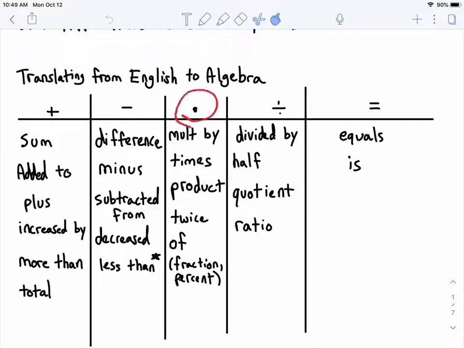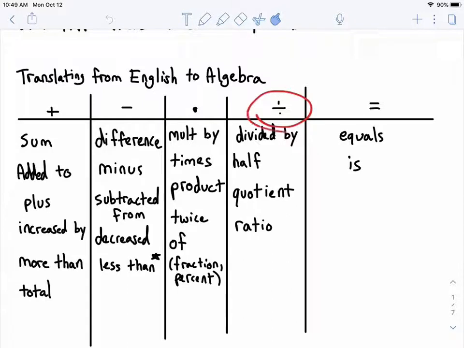When we come to the dot symbol, multiply by, times are some very common ones. Product is an often used one. That's the math word. We could use twice, which means multiply by 2. And then this is going to be important in the next section, this word of. Of, when it's with a fraction or percent, means multiplication.